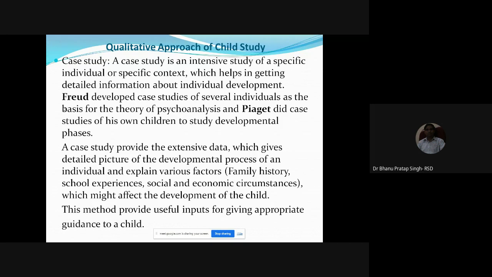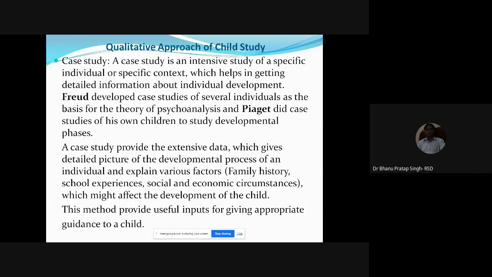And why is Piaget important? Because Piaget did case studies on his own children and has given various stages of learning and various stages of growth as well as development.